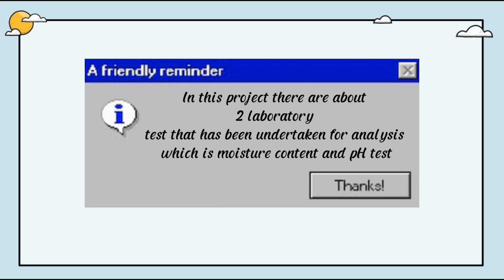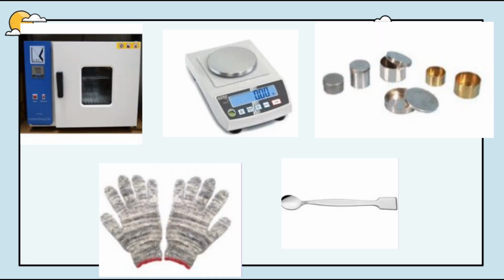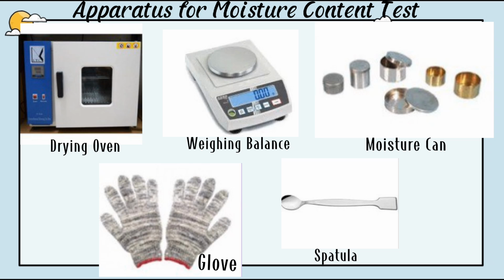In this project, there are about 2 laboratory tests that has been undertaken for analysis, which is moisture content and pH test. The apparatus for moisture content test is drying oven, weighing balance, moisture can, gloves and spatula.